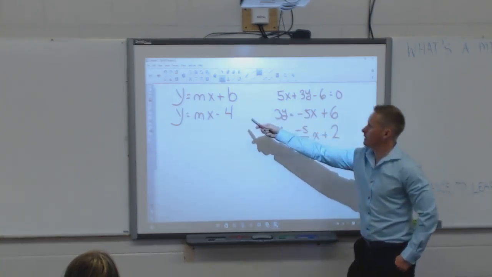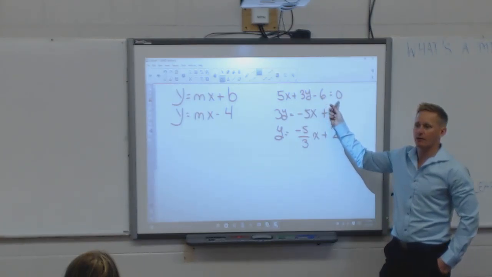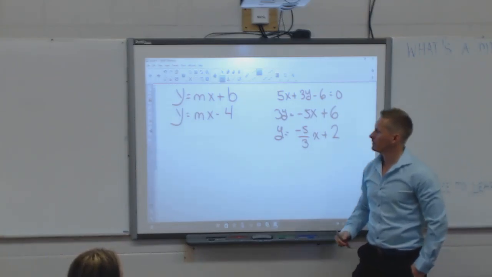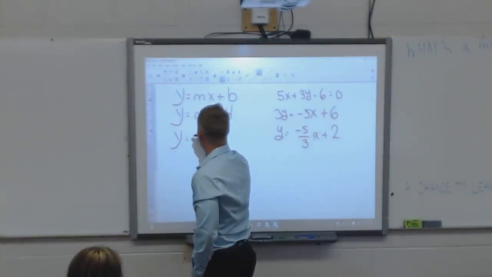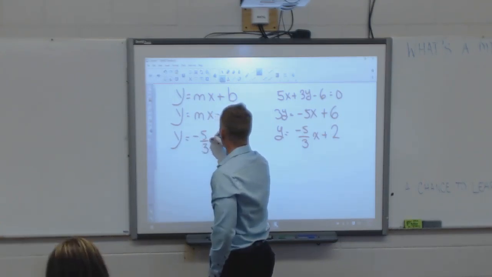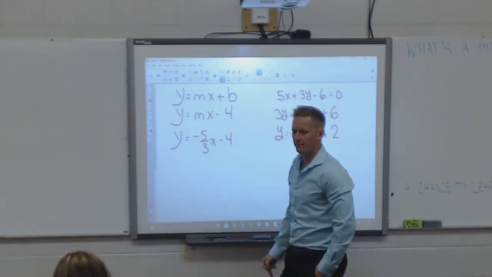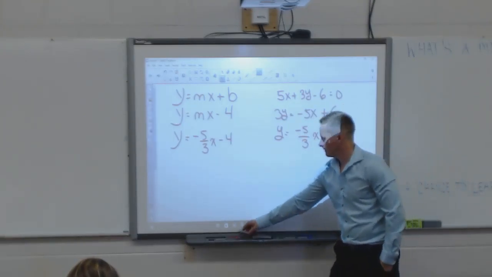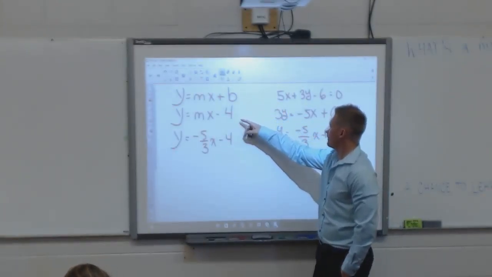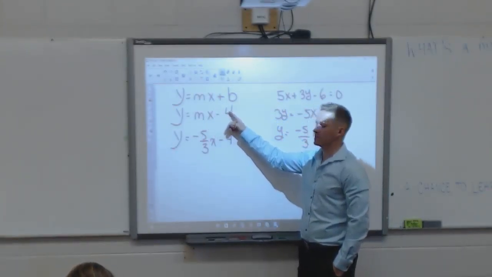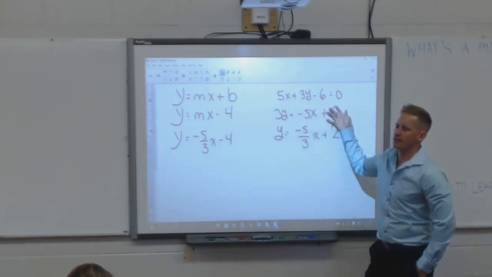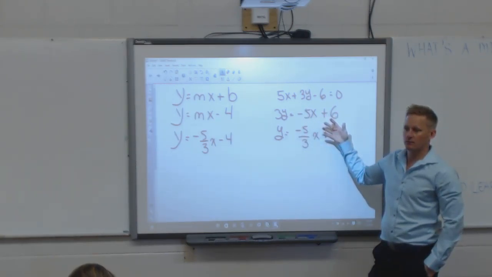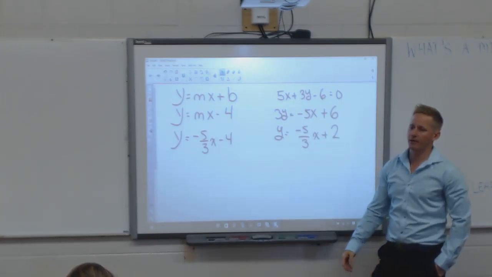So I need this equation to have the slope that's the same as this one. Well, what's the slope of that equation? Negative 5 over 3. So what's the equation of my new line? Y equals minus 5 over 3x subtract 4. Okay? So it wanted us to have a new equation with this as my y-intercept and parallel to that one. Which means, once I say parallel, it means same slope. So that's exactly what I have there.